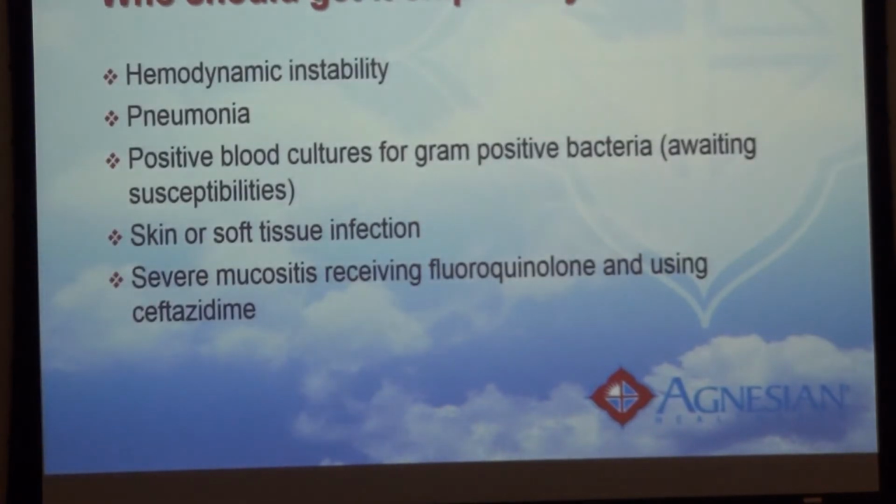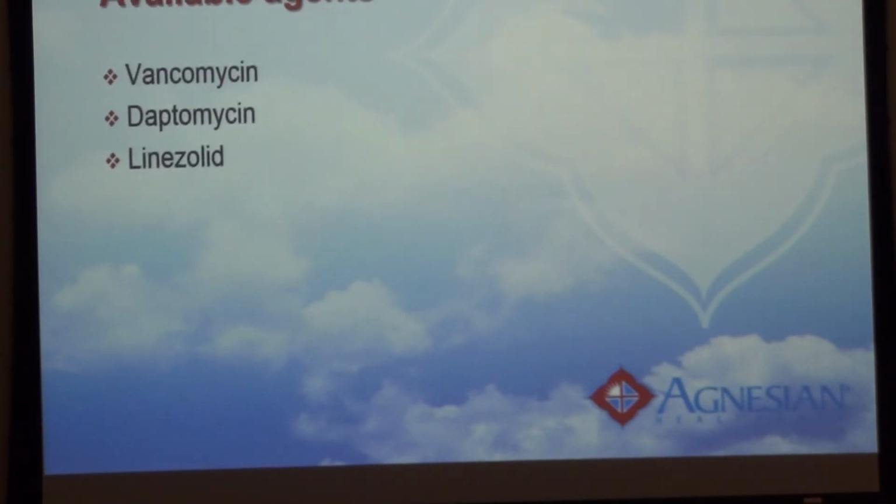And so who should get this additional MRSA coverage? Well, those are the hemodynamically unstable patients. So those are the patients going to our ICU. Those with pneumonia, positive blood cultures, severe mucositis receiving fluoroquinolones and using fluoroquinolone prophylaxis, now using ceftazidime. Not great gram-positive coverage. And so what's available? Really, the ones I recommend, vanco, dapto, linezolid. They each come with their pros and cons.